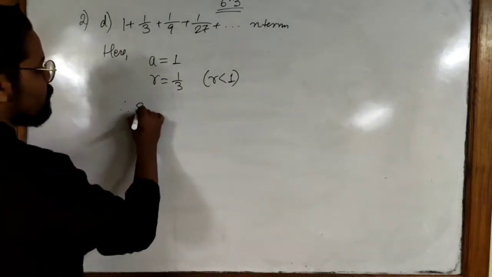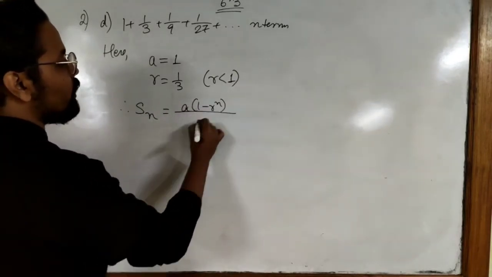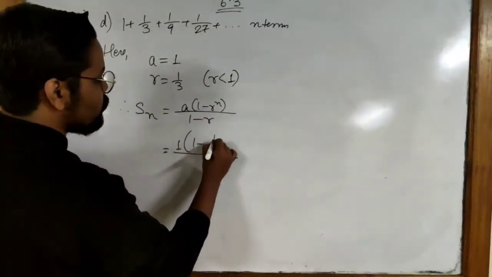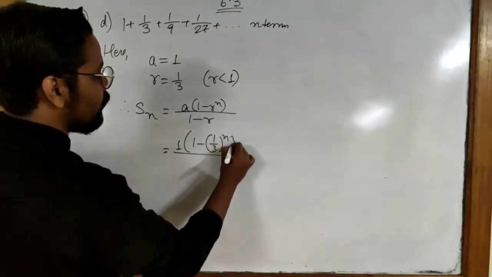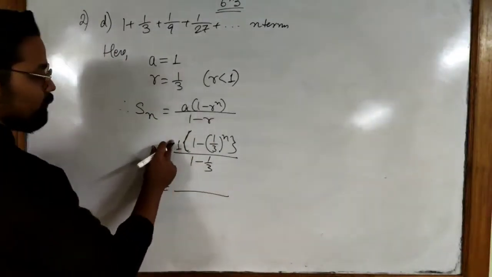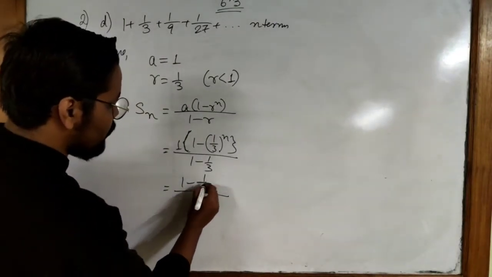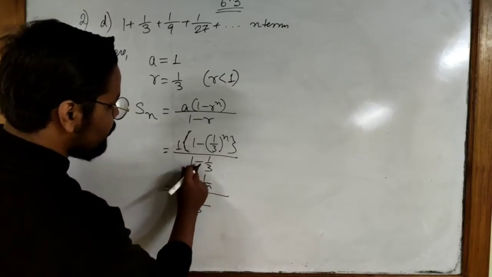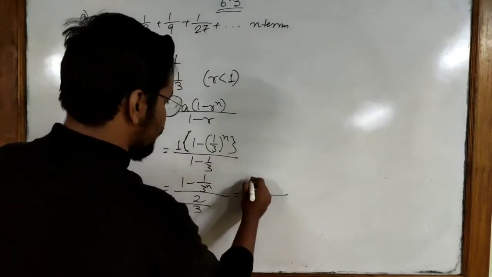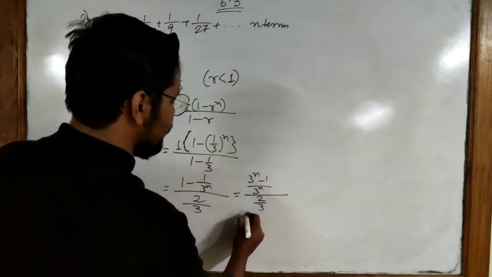Therefore the sum up to n terms will be equal to A times 1 minus r to the power n by 1 minus r. What is A here? A is 1, 1 minus 1 by 3 to the power n, by 1 minus 1 by 3. So we don't need to write 1 here. So we will get 1 minus 1 by 3 to the power n, and here we have 3 minus 1, that is 2 by 3. So if we simplify it further, we will get 3 to the power n minus 1 by 3 to the power n, and it will be 2 by 3.